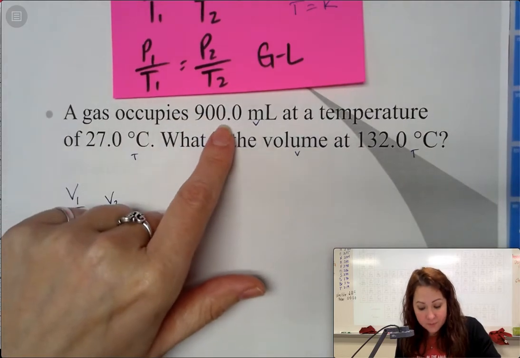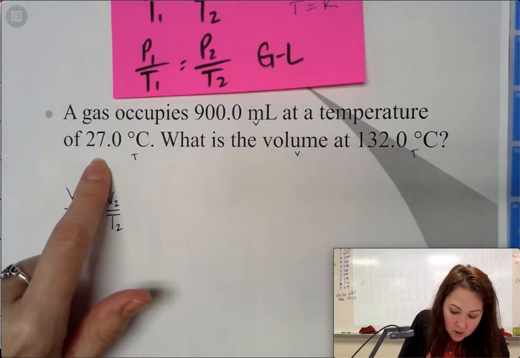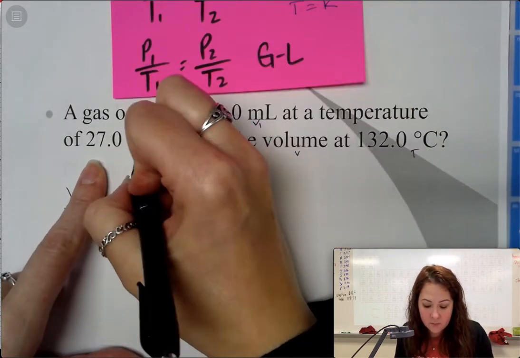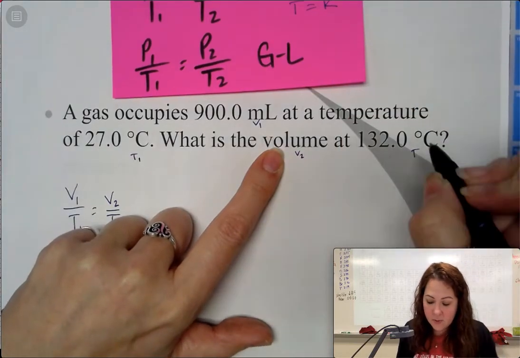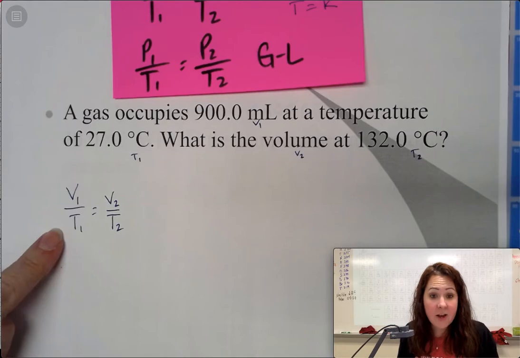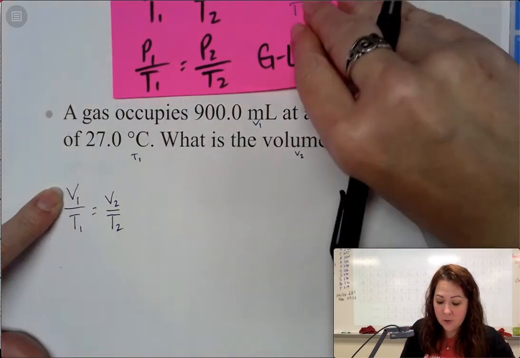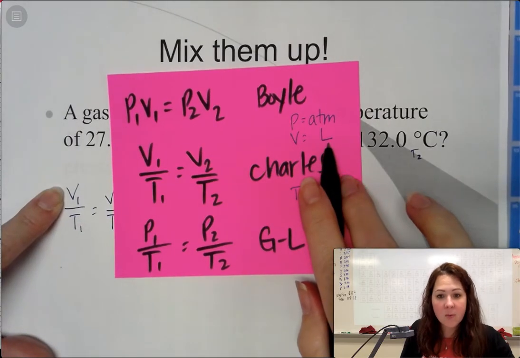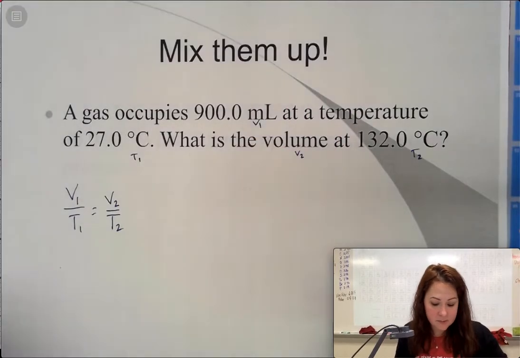My volume here, the 900 milliliters, is at a temperature of 27, so I'm going to call those my ones, V1 and T1. My new volume I'm solving for, and then there's my T2. So when I look at this, I need to make sure that I have the correct units. Volume always has to be in liters. Temperature always has to be in Kelvin. So I need to convert my units.